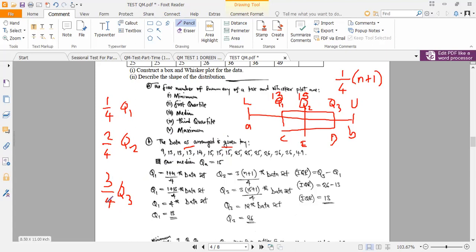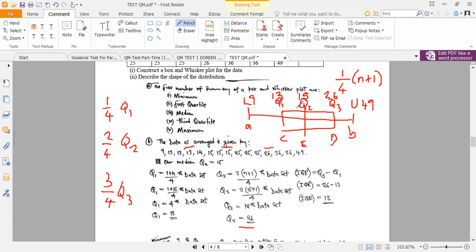And 3/4 of 16 is 12. So we go, this is 8, 9, 10, 11, 12. So 26 here. So we put our 26 there. So this is our third quartile. All right. The lowest number we had was what? 9. The lowest number, the minimum. So here we put our 9 there. The highest number, the maximum, is 49.